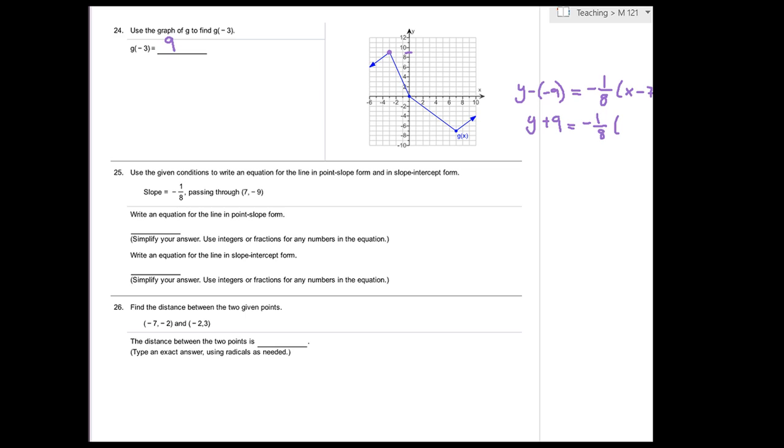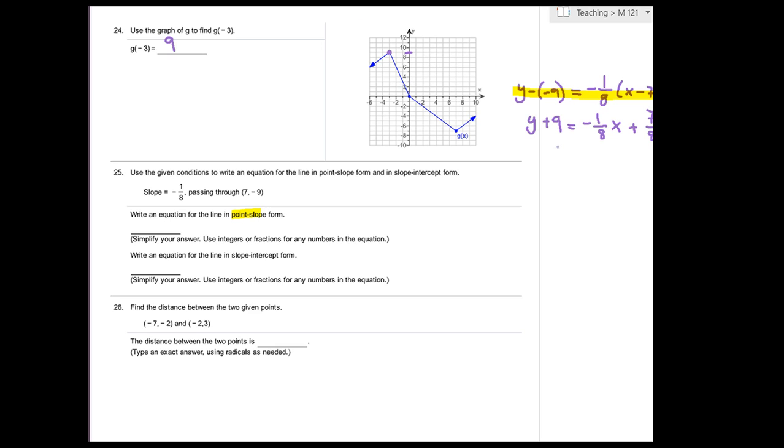Let's go ahead and distribute that. Negative 1/8 x plus 7/8. Okay. So this right here would be our answer to the first part, point-slope form.